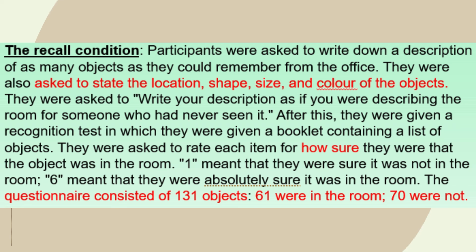The recall condition was such that participants were asked to write down a description of as many objects as they could remember from the office. They were also asked to state the location, shape, size and color of the objects. They were asked to write their description as if describing the room for someone who had never seen it. After this, they were given a recognition test in which they received a booklet containing a list of objects. They were asked to rate each item for how sure they were that the object was in the room. 1 meant that they were sure it was not in the room. 6 meant that they were absolutely sure it was in the room.